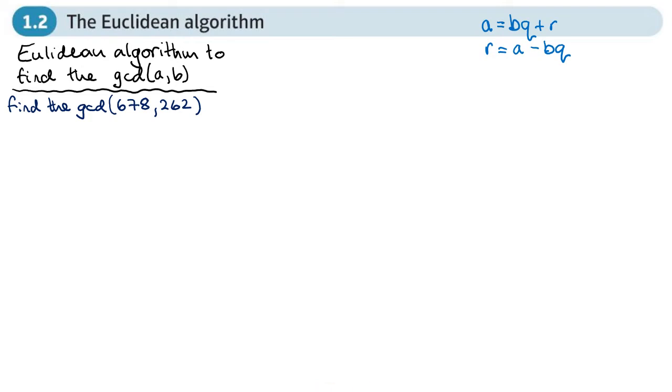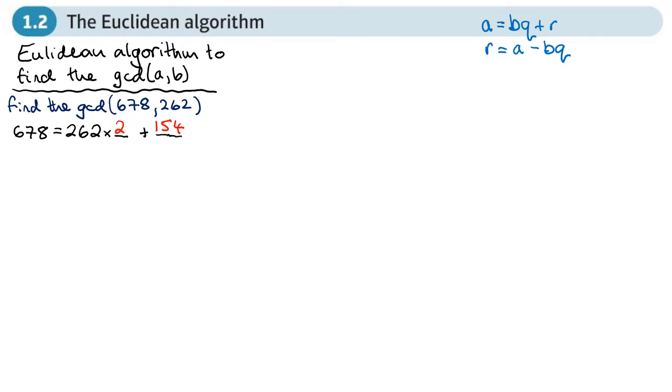So the first thing we're going to do is write 678 equal to, so you always start with the larger number, 678, always write the larger number as equal to a multiple of the smaller number plus a remainder. So we need to work out 262 times what, plus what remainder, gives us 678. Now I've worked this out already. It's 262 times 2, and that will give you a remainder of 154. So that's step number 1.